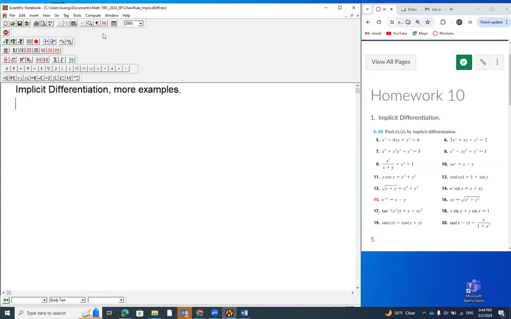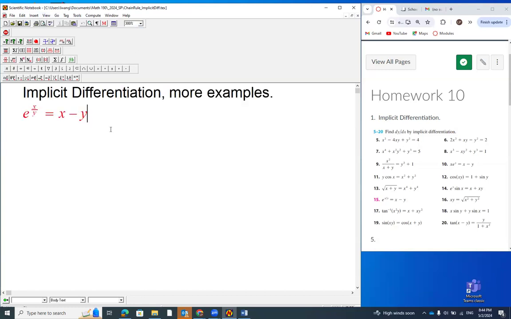For number 15, the question is e raised to the power of x over y equals x minus y. Making the font larger. Of course, what's wanted is dy dx. We're going to view y as a function of x, and we're going to take a derivative of this given equation on both sides.